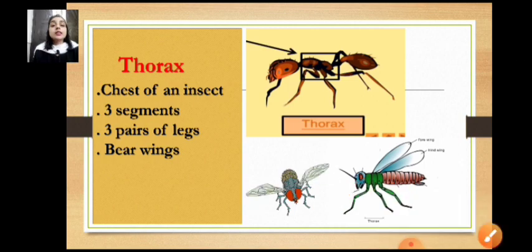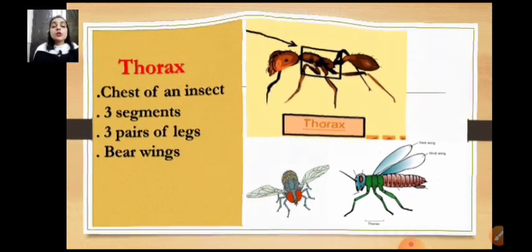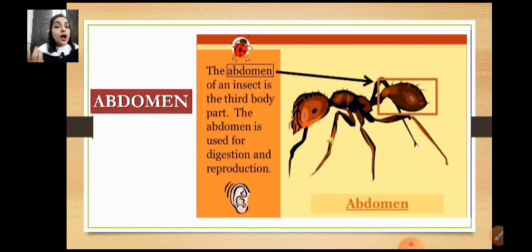And they also have wings. Some creatures have wings, some do not have wings. They can fly with the help of wings. As I've told you, the wings help them to fly, and some creatures do not have wings at all. For example, an ant. So this is all about the thorax. The thorax is the chest of the insect. Now let's come to the next part.